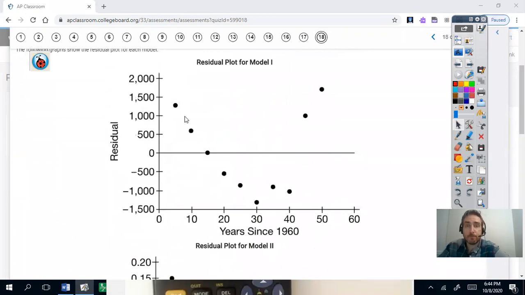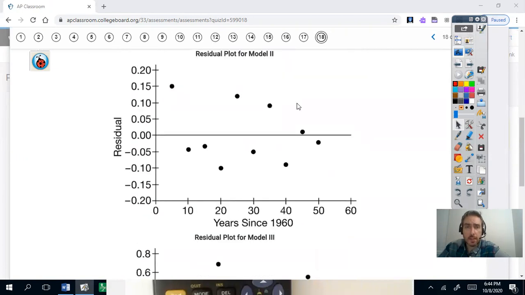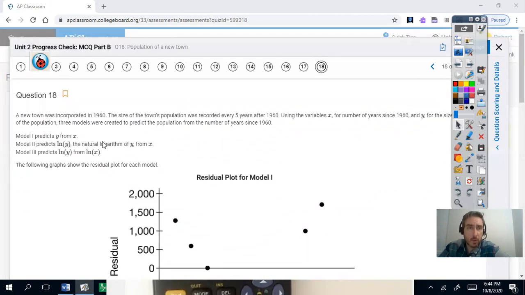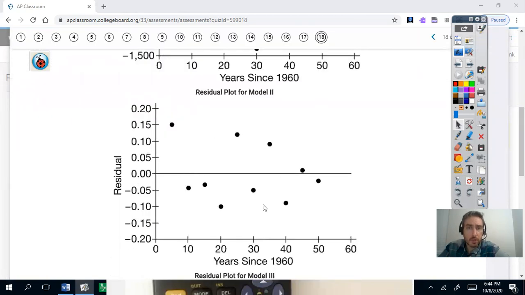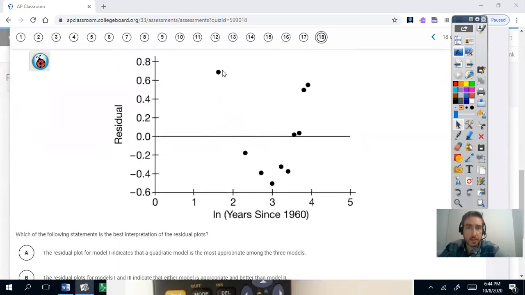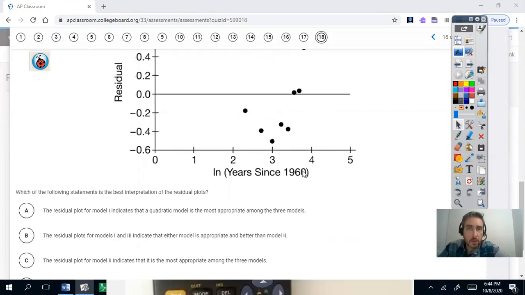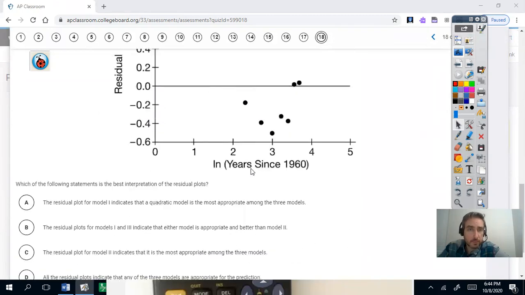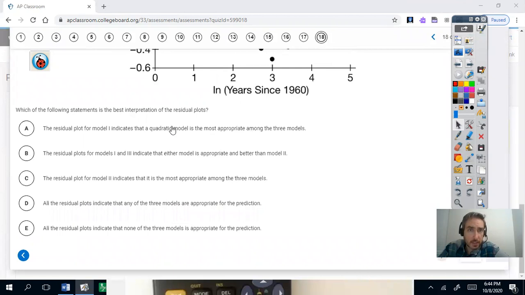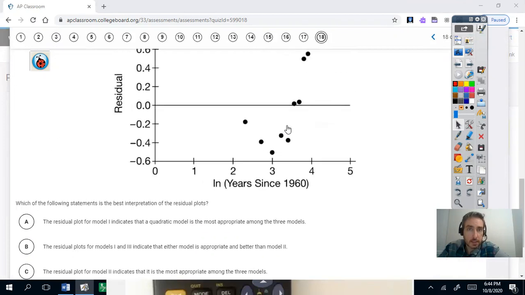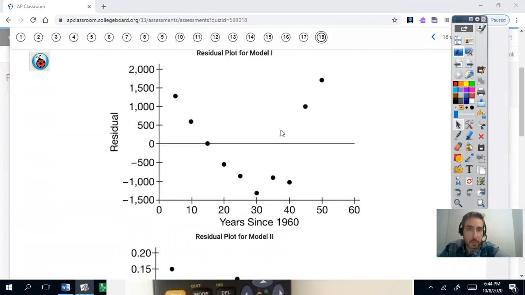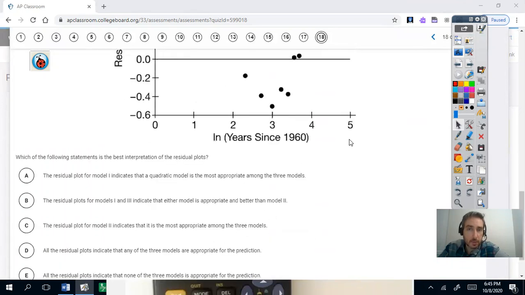Well, let's take a look. Linear model is not so good because it gives you a pattern. This is the exponential, the second one, ln y from x. Pretty random scatter. The third one has seemingly a pattern again. That's ln y, ln x. So the middle one is the one we want.